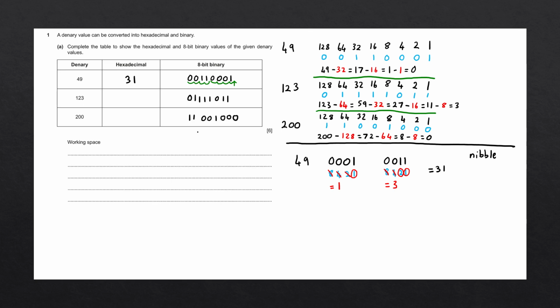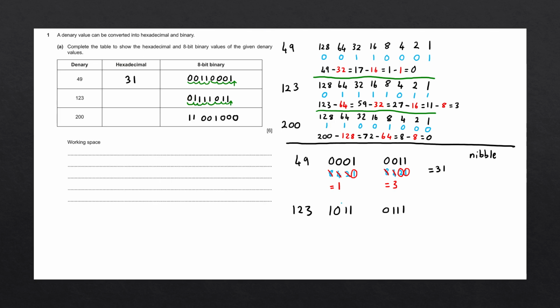Next one is 123, and we'll apply the same method. Let's again count 4 places starting from the right-hand side. This is also called the least significant bit. And we'll count 1, 2, 3, 4. Our first number here is 1, 0, 1, 1. The second number, as you should be able to see, is 0, 1, 1, 1.